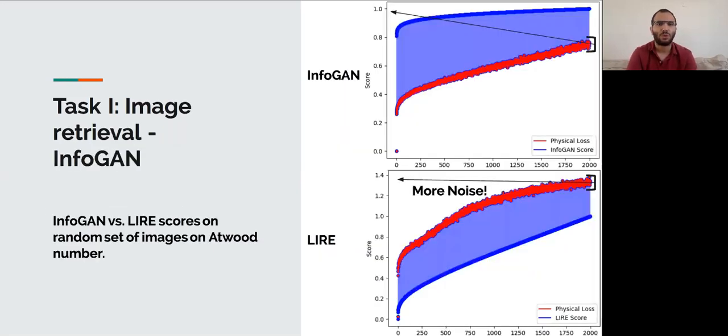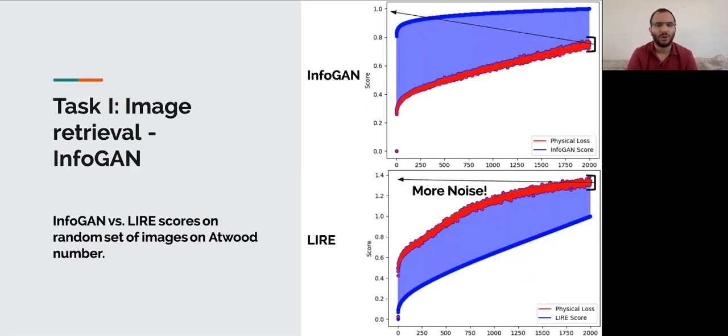Now that we more or less understood how InfoGAN works, let's talk about the results of InfoGAN and also compare it to LEAR's results. If we look at the top graph, which is the physical loss of the Atwood number on the same 13K input images using InfoGAN, we can see that the physical loss score is lower and better than LEAR's. Another important aspect is the width of the physical loss trend.